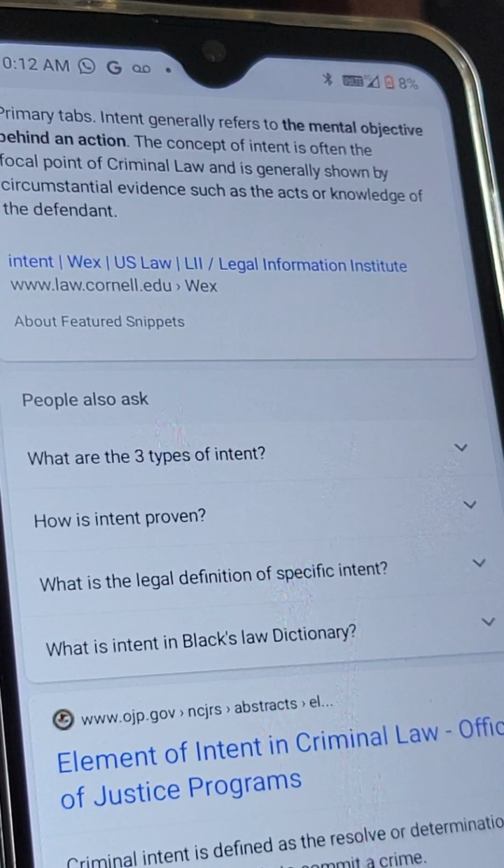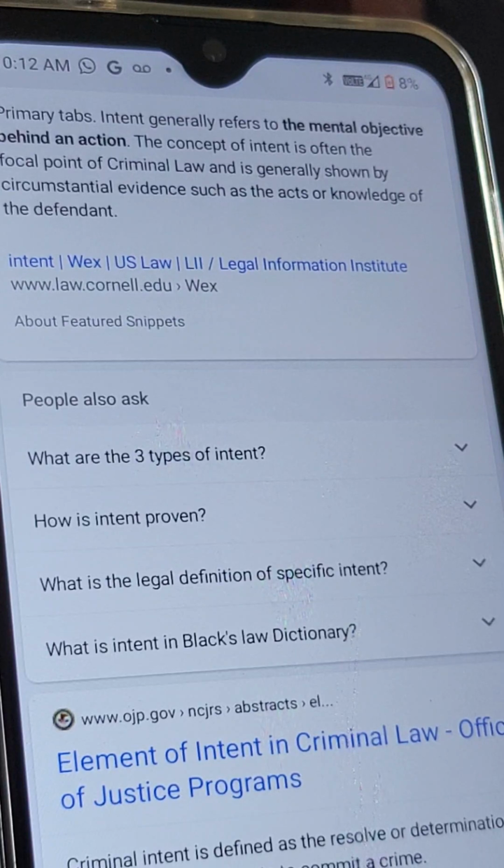Mental objection behind an action. What is your mental objection behind your action? Is it in good faith? Is it with sound right conscience? Is it for good reason? Is it with clean hands? Do you intend to do this righteously? Or are you going in to be deceptive?